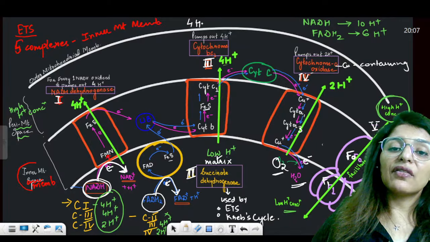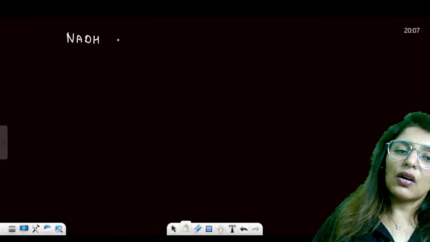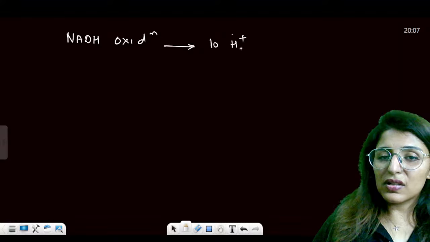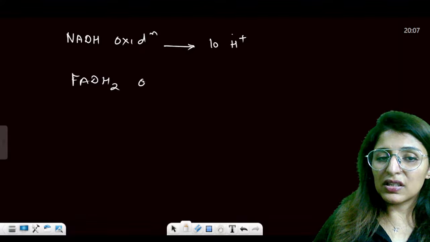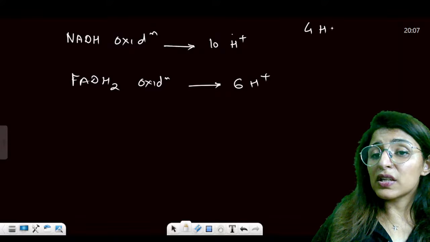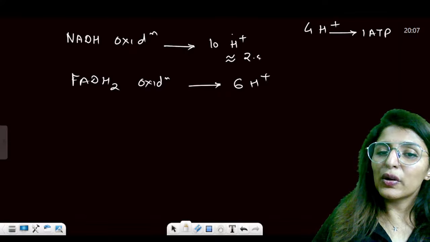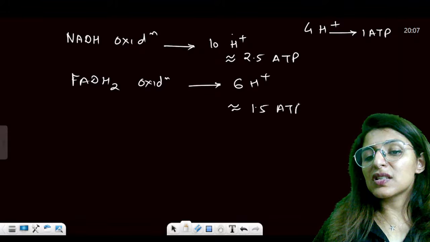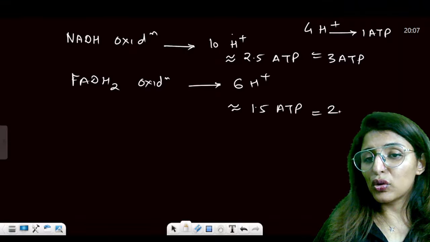So while this transportation is taking place, we understand NADH oxidation resulted in transport of 10 protons, right? And FADH2 oxidation resulted in transport of how much? 6 H positive ions. For every 4 H positive ions pumped out, 1 ATP is produced. So can we say this is equivalent to 2.5 ATP and this is equivalent to 1.5 ATP? Can we just round it off to 3 ATP? And can we round it off to 2 ATP?